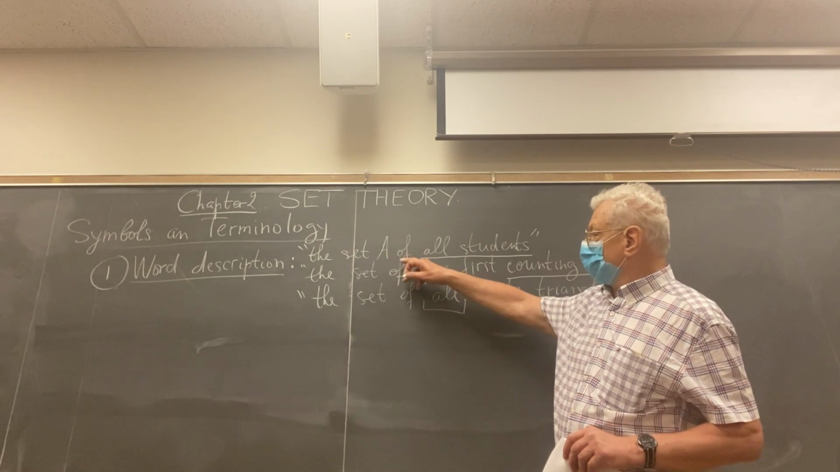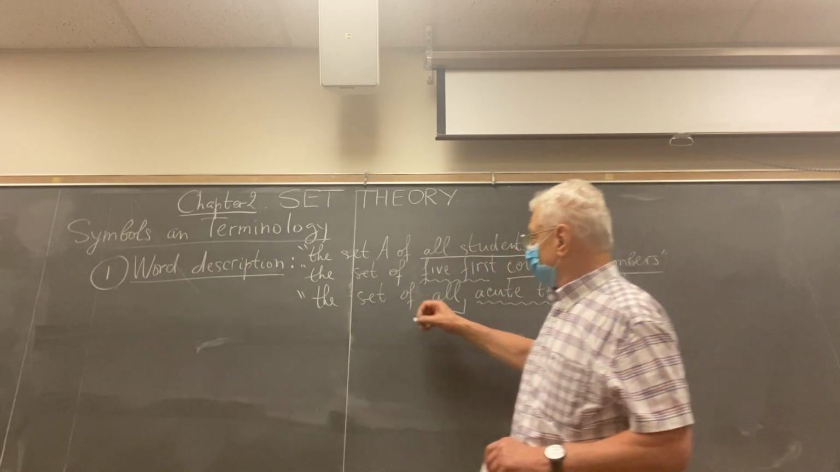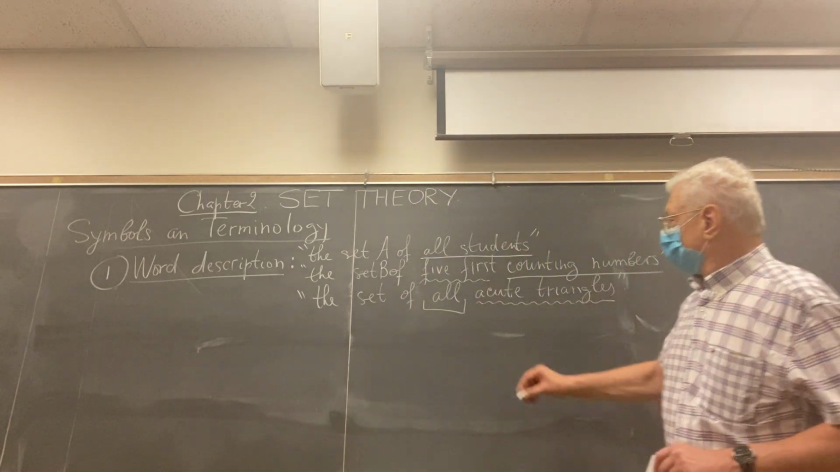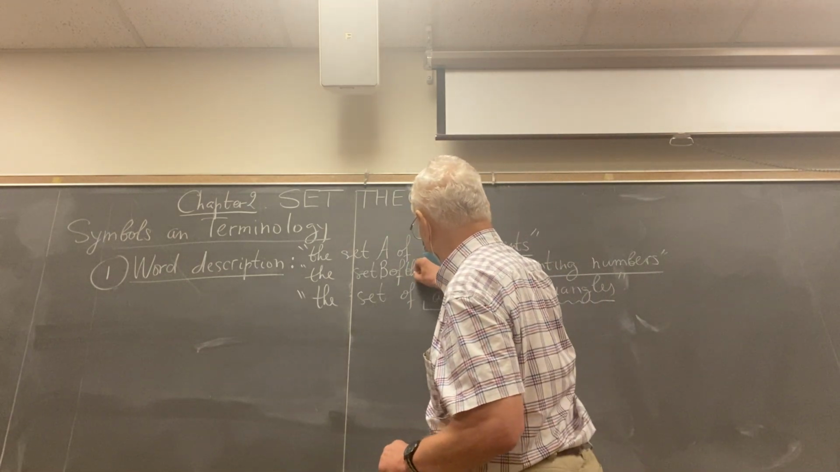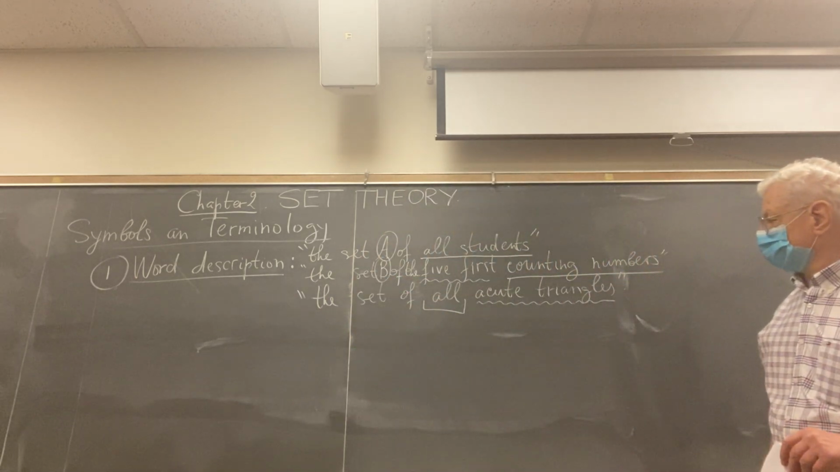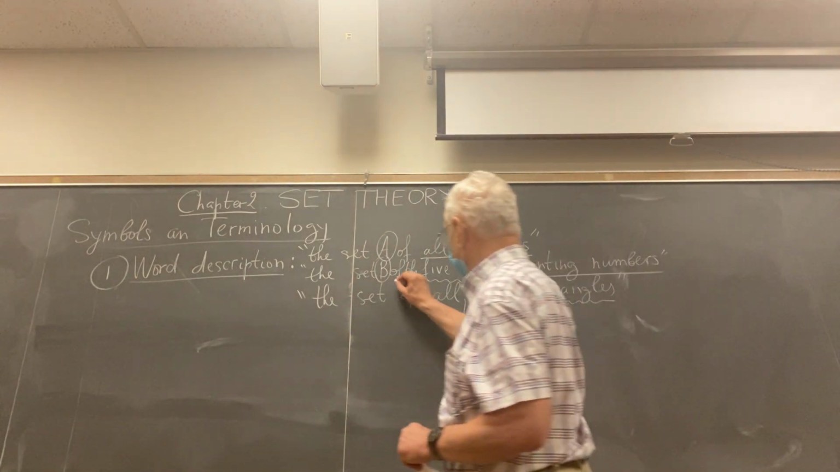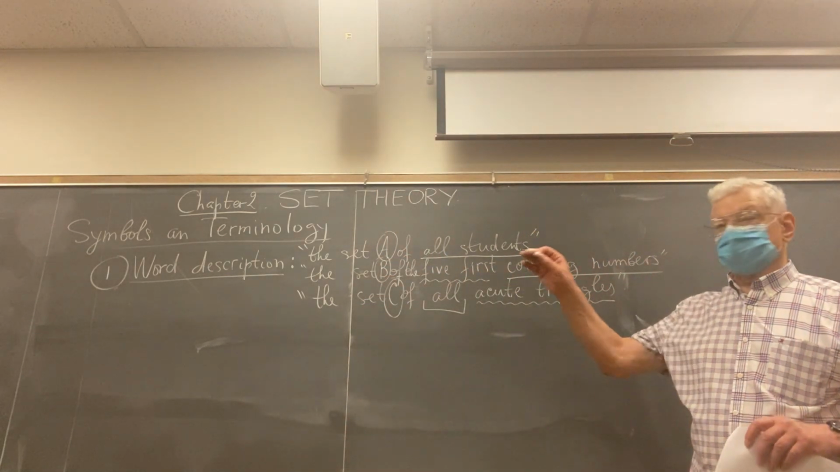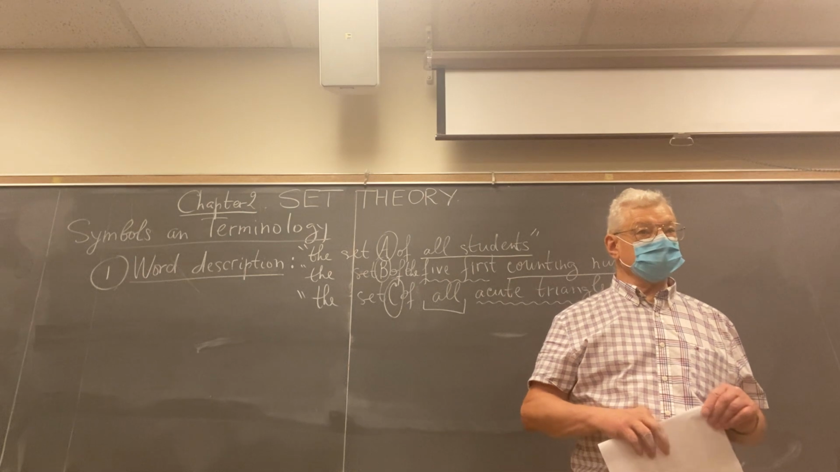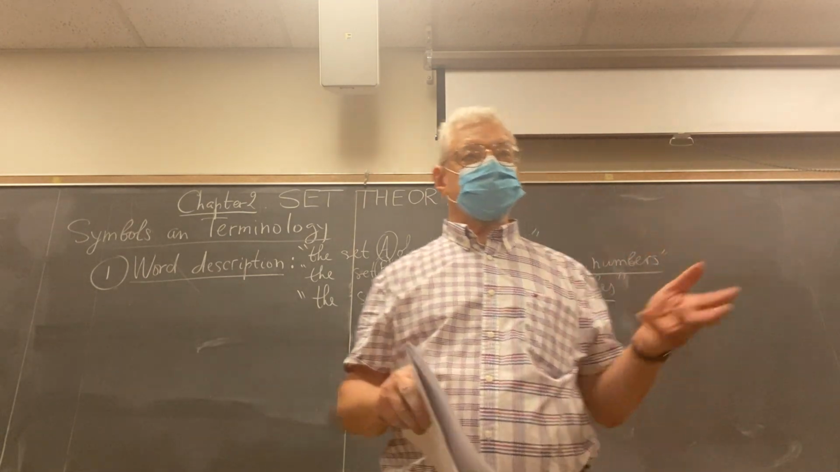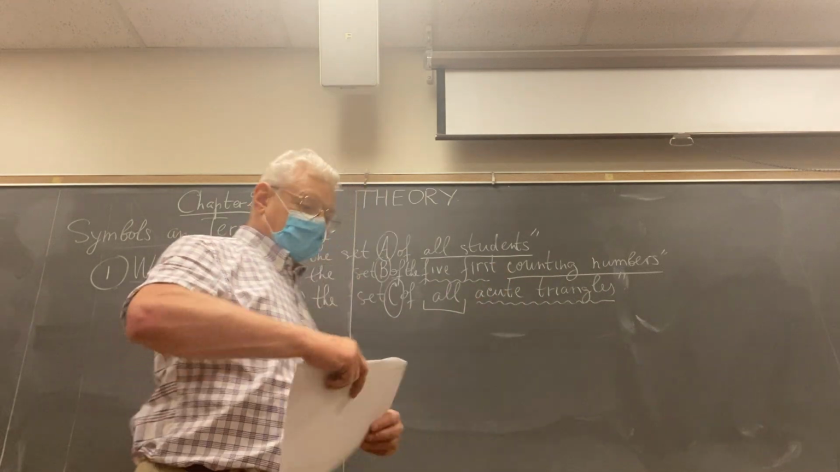The set A of all students. And let me just write the set B of the 5 first counting numbers. Or the set C of acute triangles. This is word description. Clear? I just describe the set of objects, and I say what objects I am talking about.